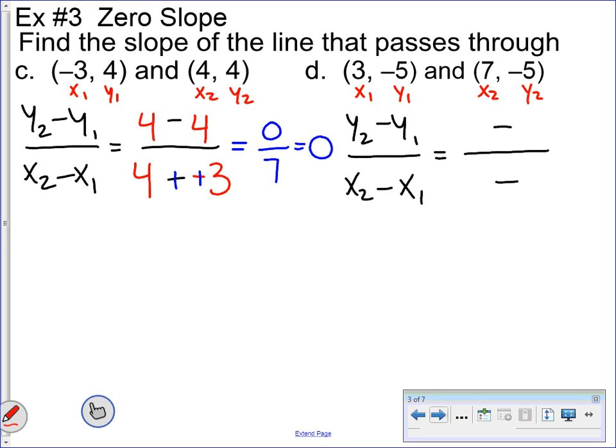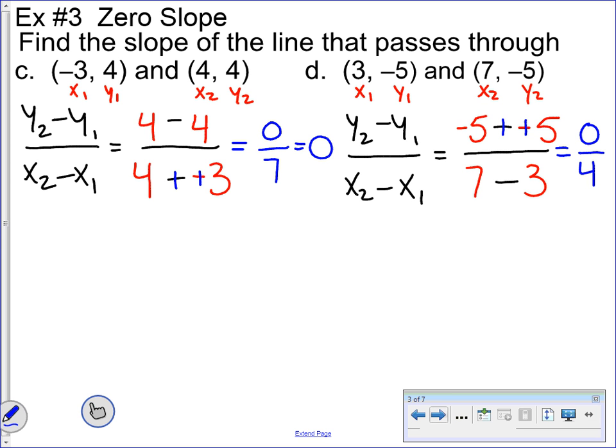So y2 is negative 5. y1 is also negative 5. x2 is 7 and x1 is 3. The minus and the negative from the second 5 become positive. So negative 5 plus 5 is 0, and 7 minus 3 is 4.